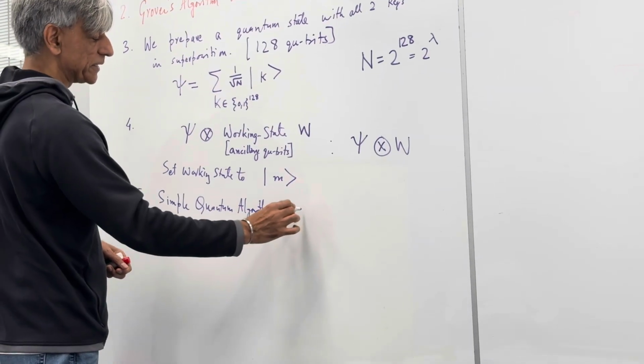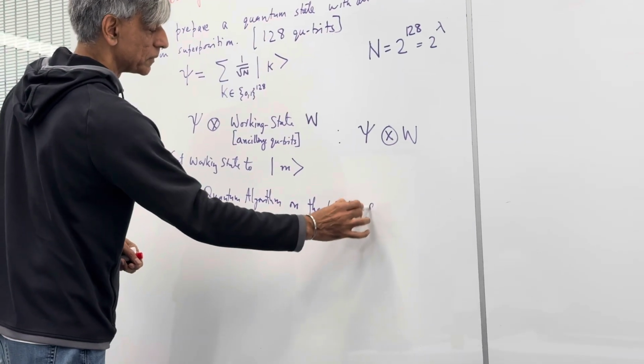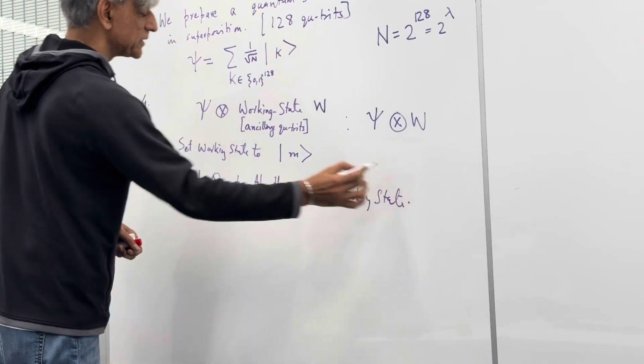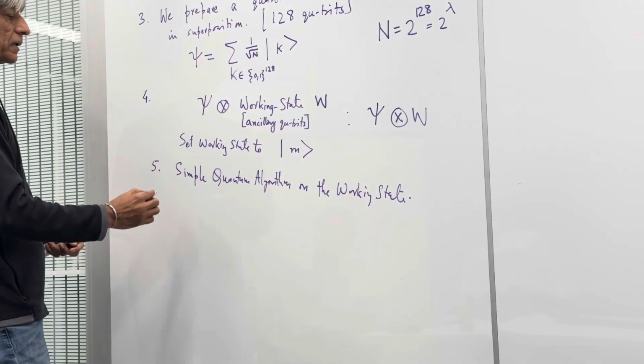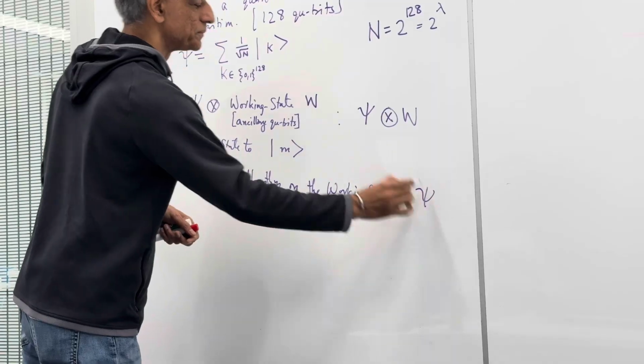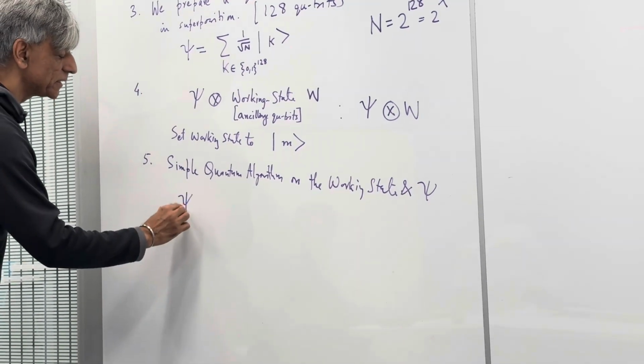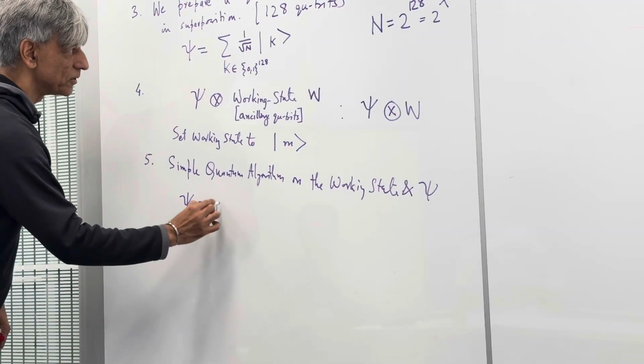On the working state. And what this does is on the working state and psi. Okay. So if you think about it, right now we have psi tensor W looks like this.